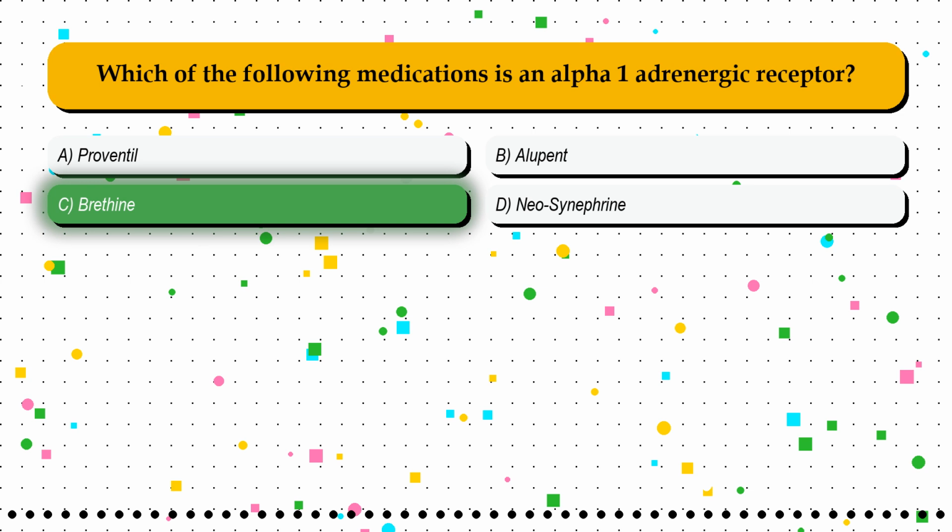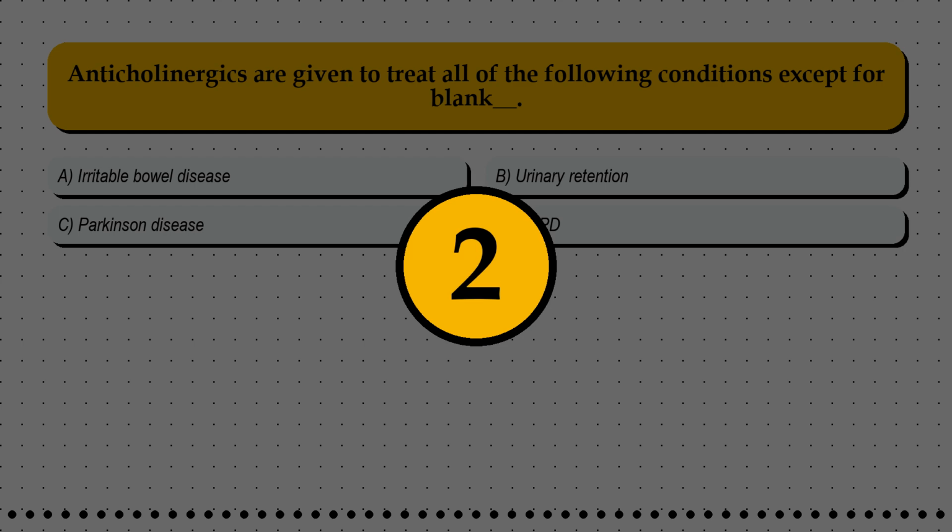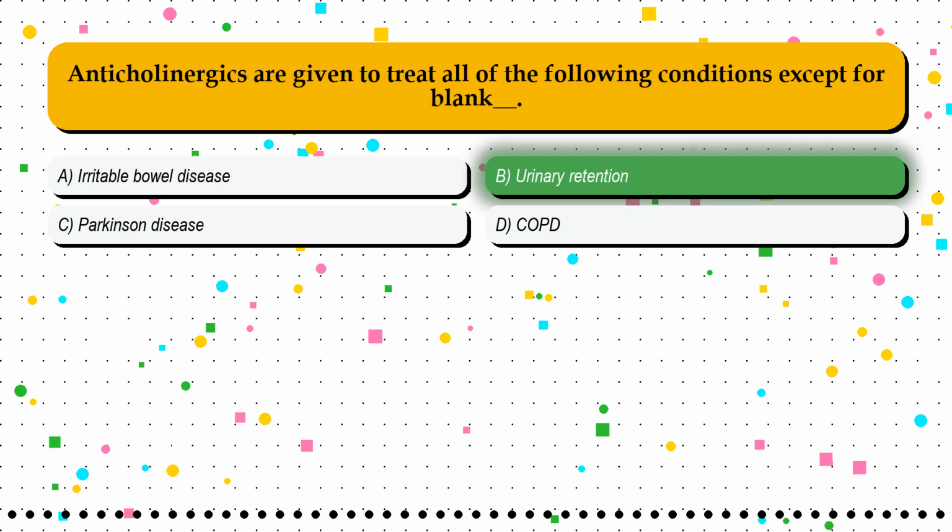Bredhine. Question 161. Anticholinergics are given to treat all of the following conditions except for blank. Option A. Irritable bowel disease. Option B. Urinary retention. Option C. Parkinson disease. Option D. COPD. The correct answer is option B.